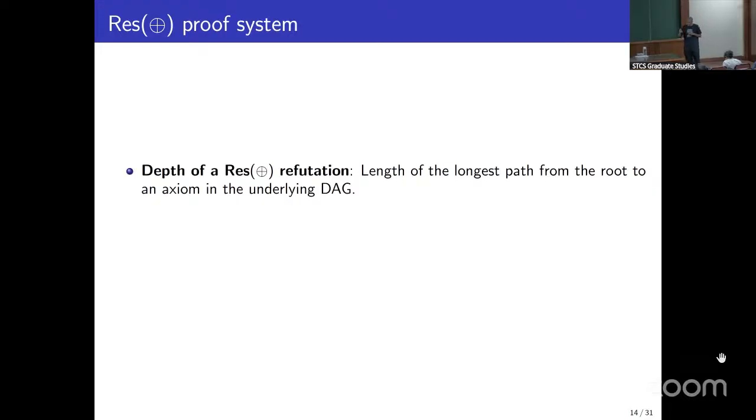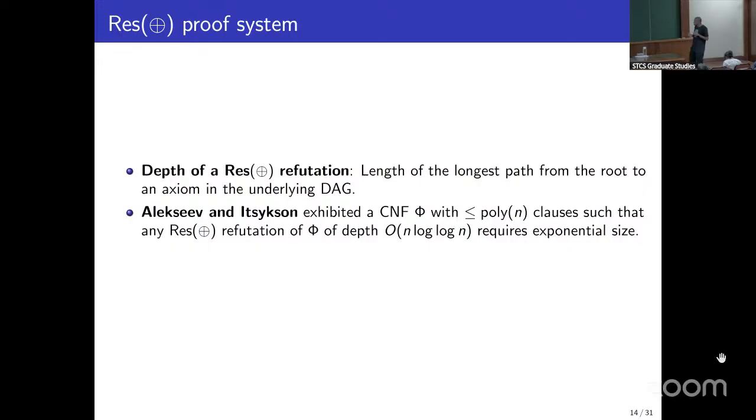Note that every refutation can be seen as a DAG. If you derive one clause from two other clauses, you add an edge from those two clauses to the derived clause. And this naturally gives you a DAG, where at the root there is the empty clause, and at the leaves there are the axioms. And the depth of the refutation is simply the length of the longest path from the root to an axiom in the underlying DAG.